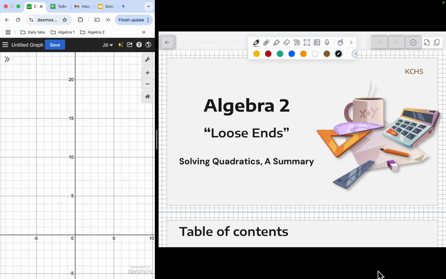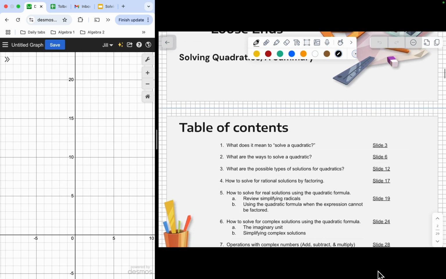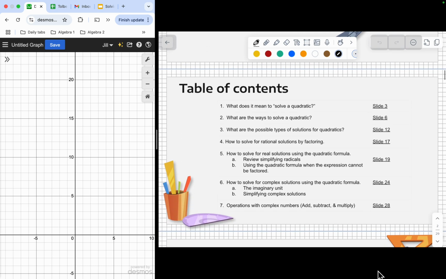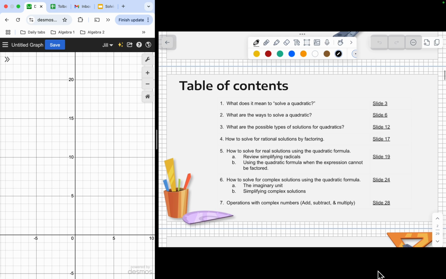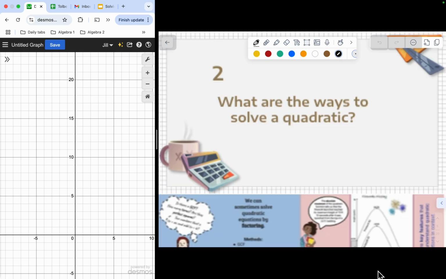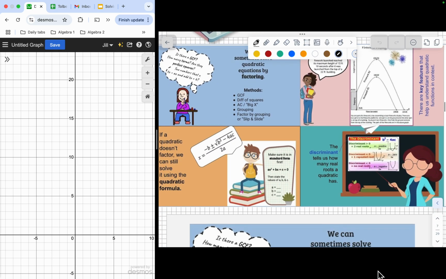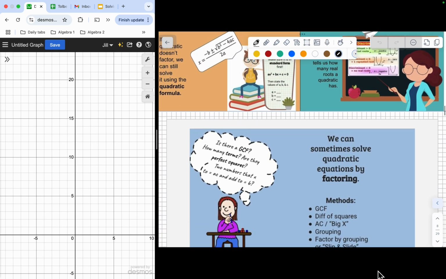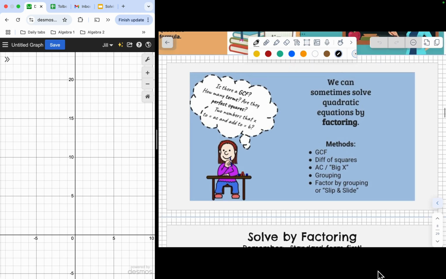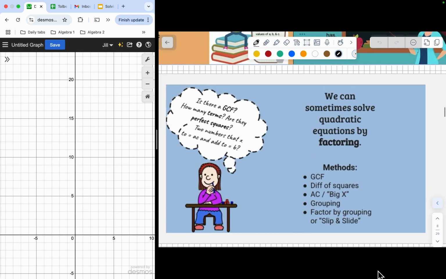So here we are again with what I call loose ends of Algebra 2, kind of summarizing quadratics and solving quadratics and what it means to solve quadratics. The previous video was what does it mean to solve a quadratic, and so now in part 2 we're going to go to what are the ways to solve a quadratic. So there are several different ways to solve a quadratic.